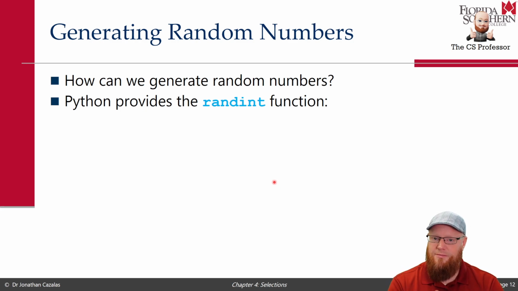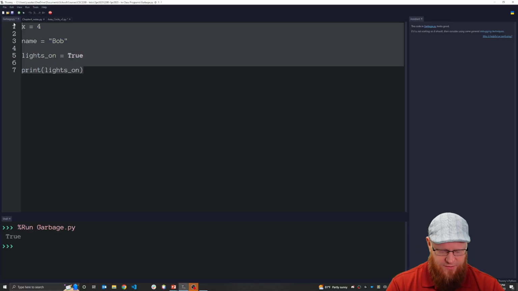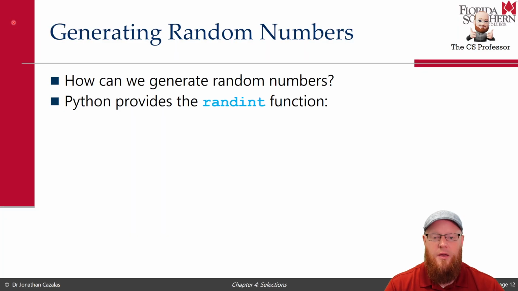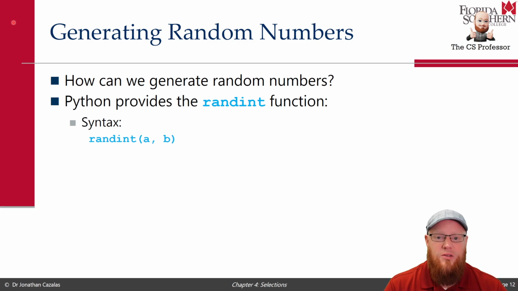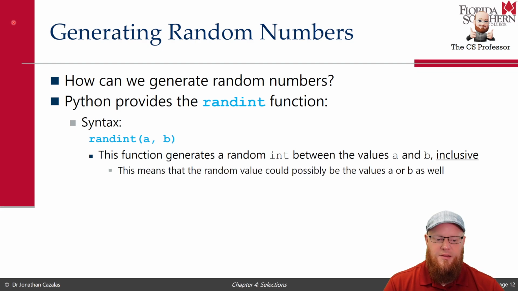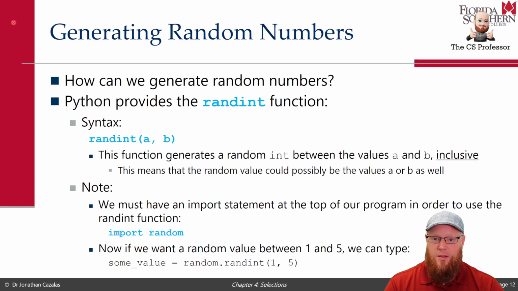Remember, how do you know that something's a function? Parentheses. If you see a name followed by a pair of parentheses, it doesn't matter what's inside, you know that's a function. You don't know what it's doing, but it's a function. Well, Python gives us a randint function, and this function allows us to generate a random integer between those two values, A and B, inclusive of those two values. This function is found within the random module, so we need to import random before we can use it.